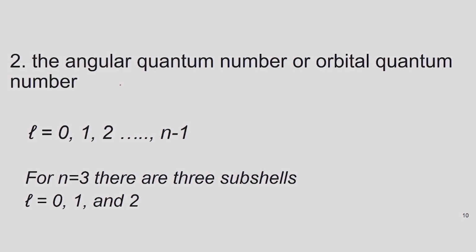The second quantum number is the angular quantum number or orbital quantum number that describes the subshells. The number of subshells is equal to the value from 0 to n-1. For example, for n equal to 3, there are 3 subshells, 0, 1, and 2.